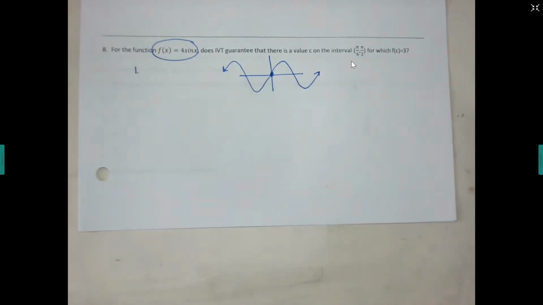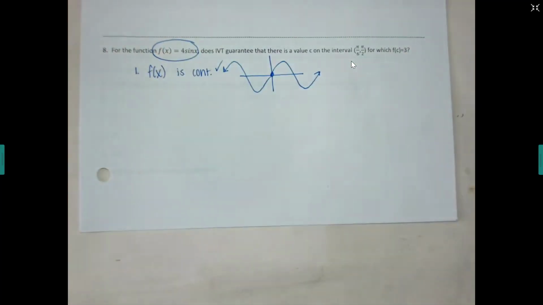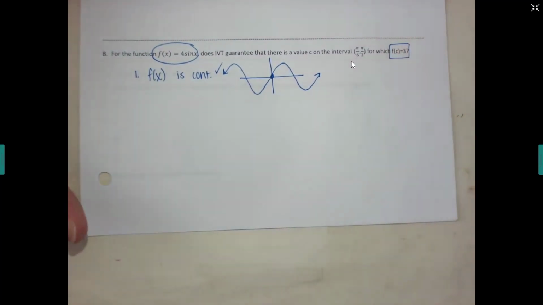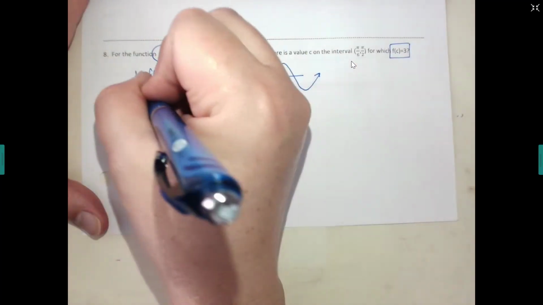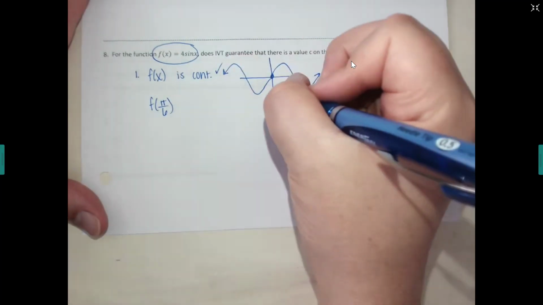So first question, continuous or not? Yes, f of x is continuous. Do a little check mark. Okay, we checked the graph. It is continuous. Then what do I find next? I find my y value at the beginning and the end of the interval to see if the y value that I want is between. So let's do it for pi 6 first. And then we'll check pi halves second.